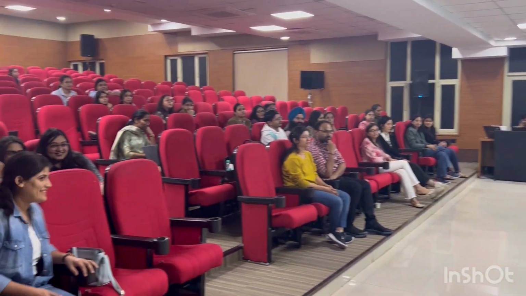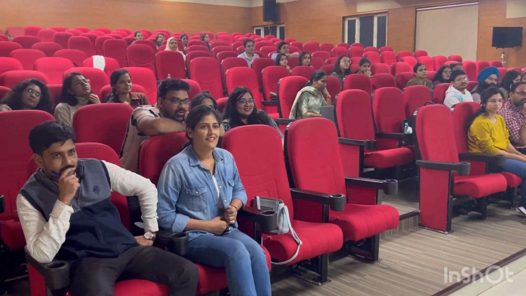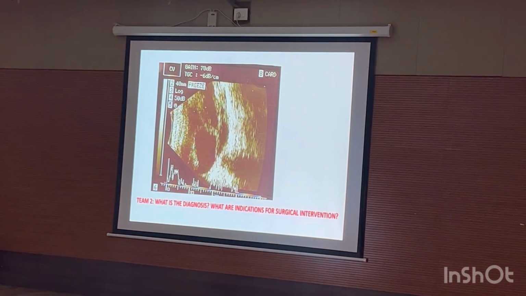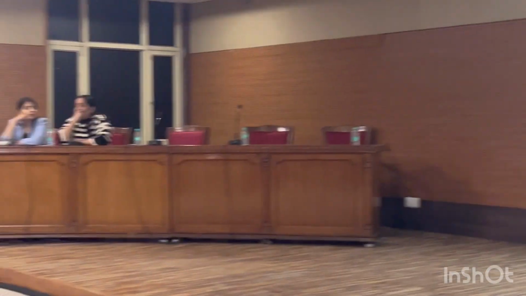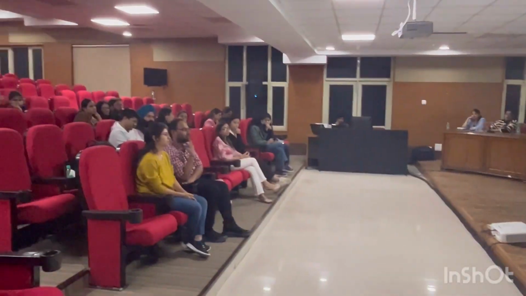So treatment of choice would basically depend upon the site of the melanoma. Diagnosis, and what are the indications for surgical intervention? So you can see something over there? Can you see something? So you can see what is this, and what is this?